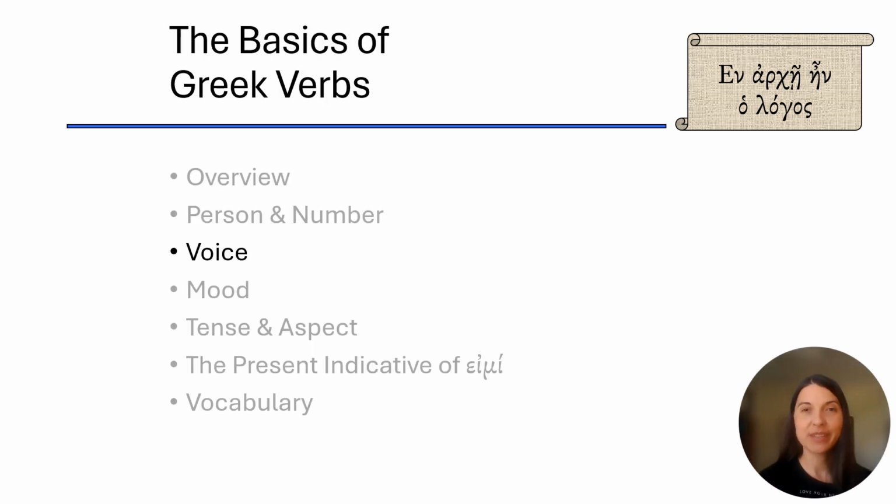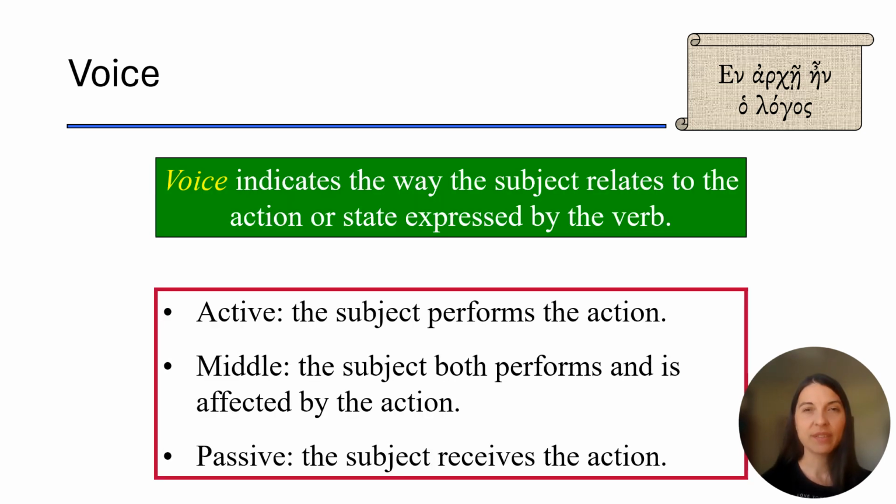Now let's talk about voice. The concept of voice helps us understand who is doing the action, or is the action being performed on someone else. The voice indicates the way that the subject relates to the action or the state expressed by the verb. So we have three different voices in Greek: active, middle, and passive. In the active voice, the subject is performing the action. In the middle voice, the subject is both performing the action and is impacted by the action, while in the passive voice, the subject is receiving the action.